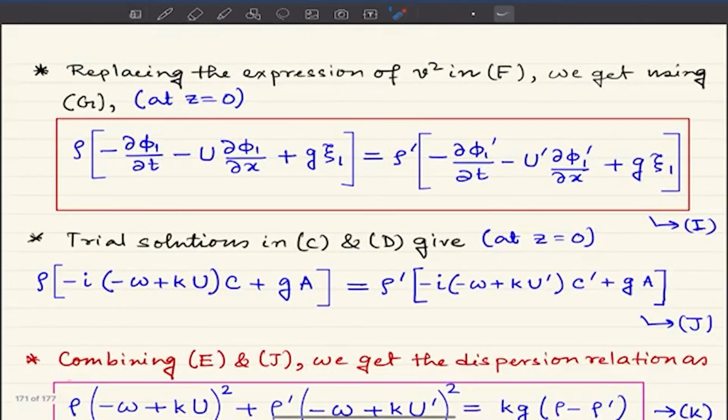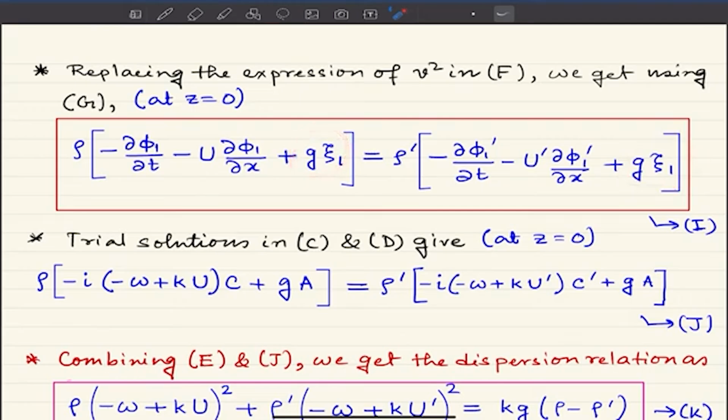If you do that, finally you have a compact relation like rho times (minus del phi 1 del t minus u times del phi 1 del x plus g times xi 1) is equal to rho prime times (minus del phi 1 del t minus u prime del phi 1 del x plus g times xi 1). You can easily see this one is exactly equal for both the cases.